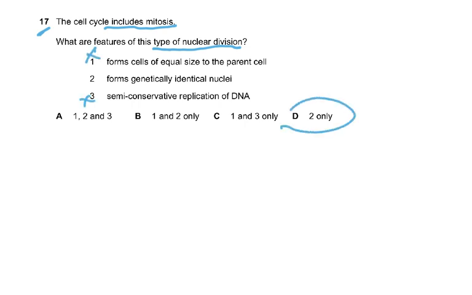So the answer is D. Because we're only talking of mitosis. Mitosis is only prophase, metaphase, anaphase, and telophase. That is the whole cell cycle interphase, if we include that as well, which is G1 and S and G2. DNA replication takes place in S phase of interphase.